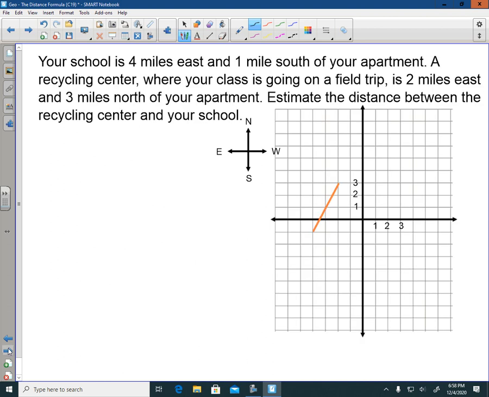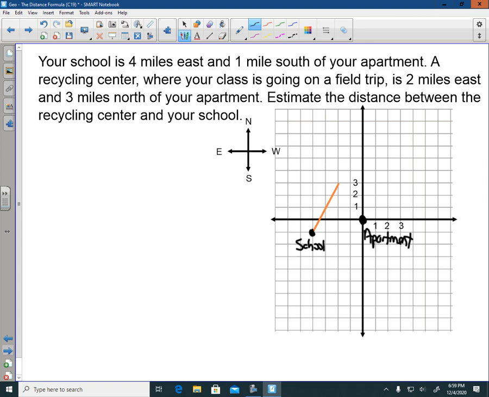So here's a word problem that goes along with this. Now, a lot of y'all skip word problems, and I understand. It's a little tricky, but this is just going to be a distance formula problem. Let me show you how. Your school is 4 miles east and 1 mile south of your apartment. So we're assuming that your apartment is right here, and your school is 4 miles east, 1, 2, 3, 4, and 1 mile south. So here is your school. Here's your apartment.